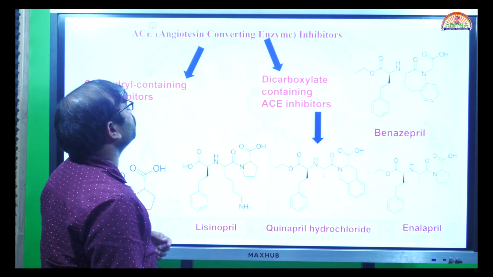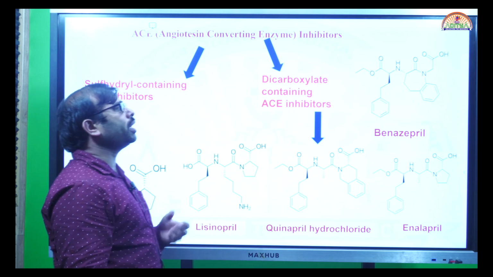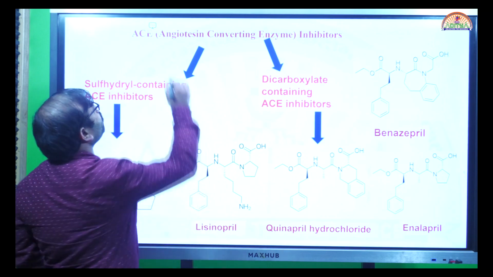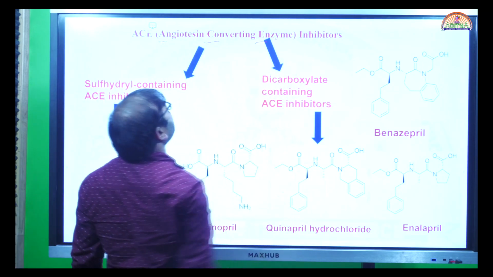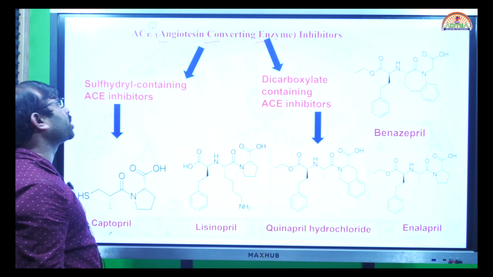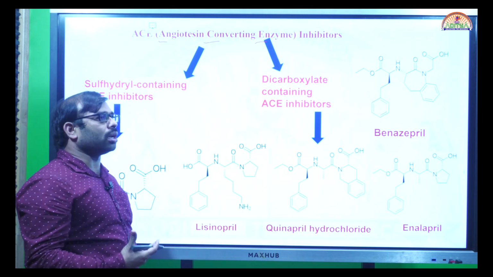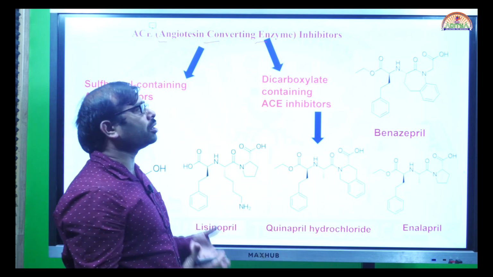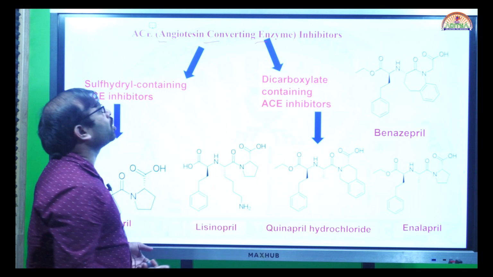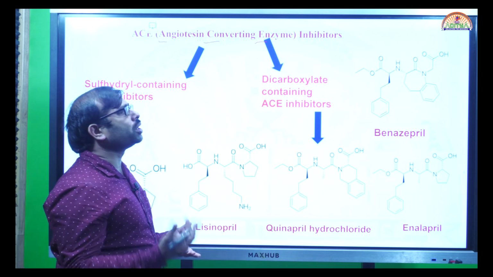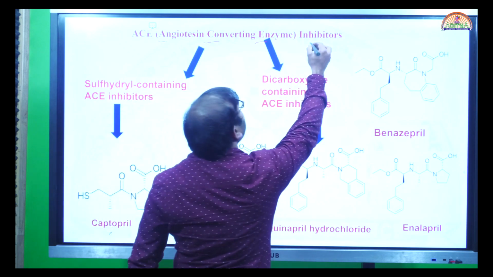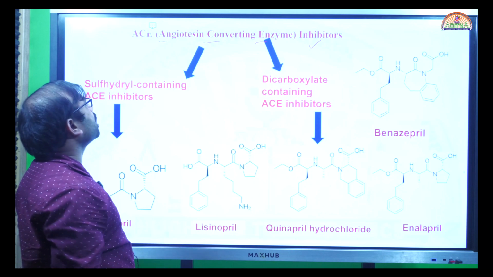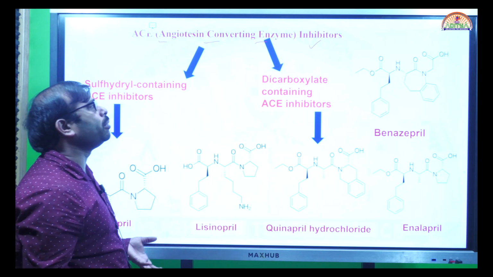Next are the ACE inhibitors. What is ACE? Angiotensin converting enzyme. It is an important enzyme that plays an important role in controlling blood pressure, for the sake of general understanding now. We use inhibitors of this enzyme as antihypertensive agents, and they come under the classification of angiotensin converting enzyme inhibitors, or ACE inhibitors.